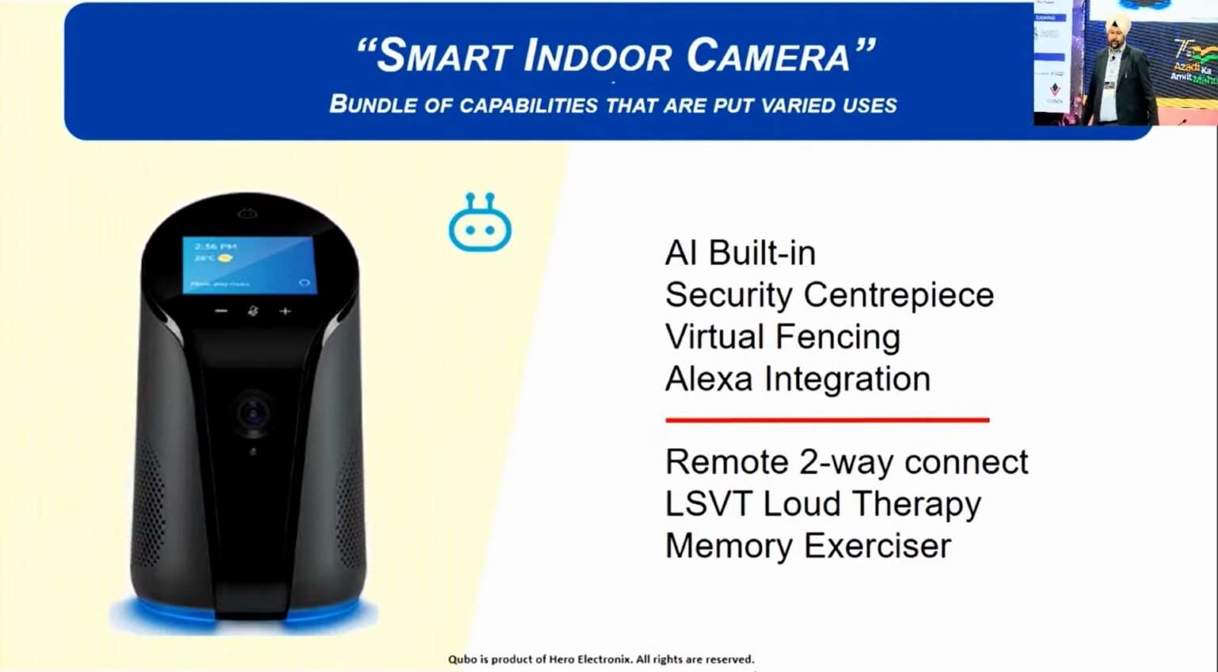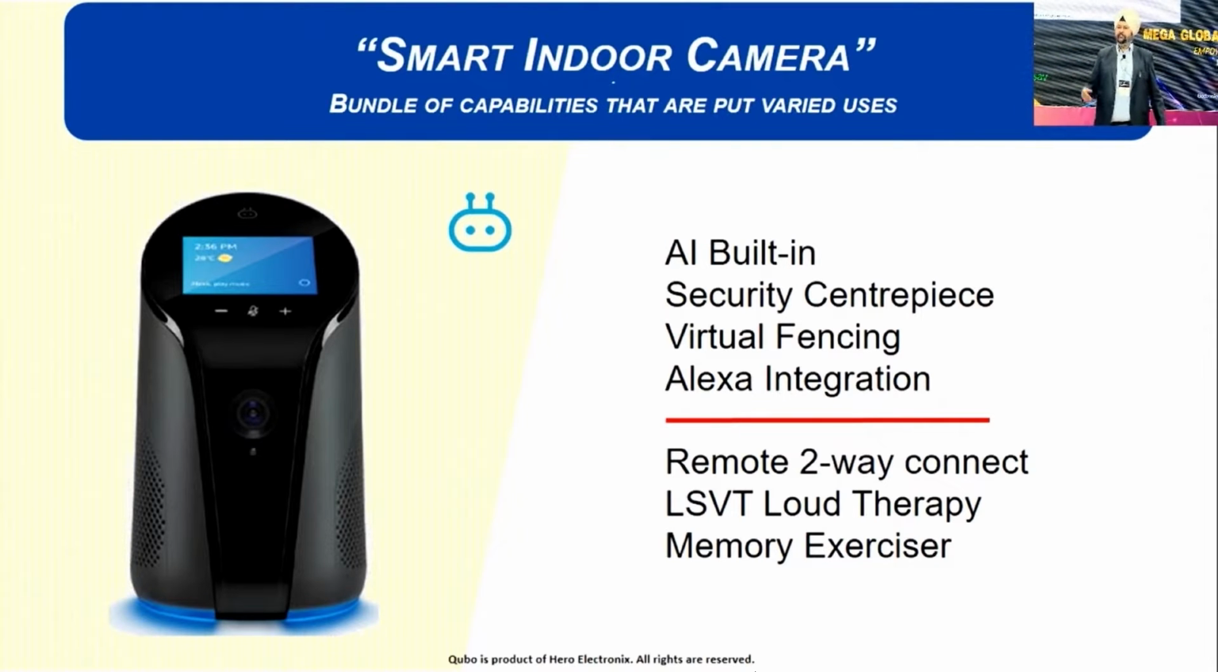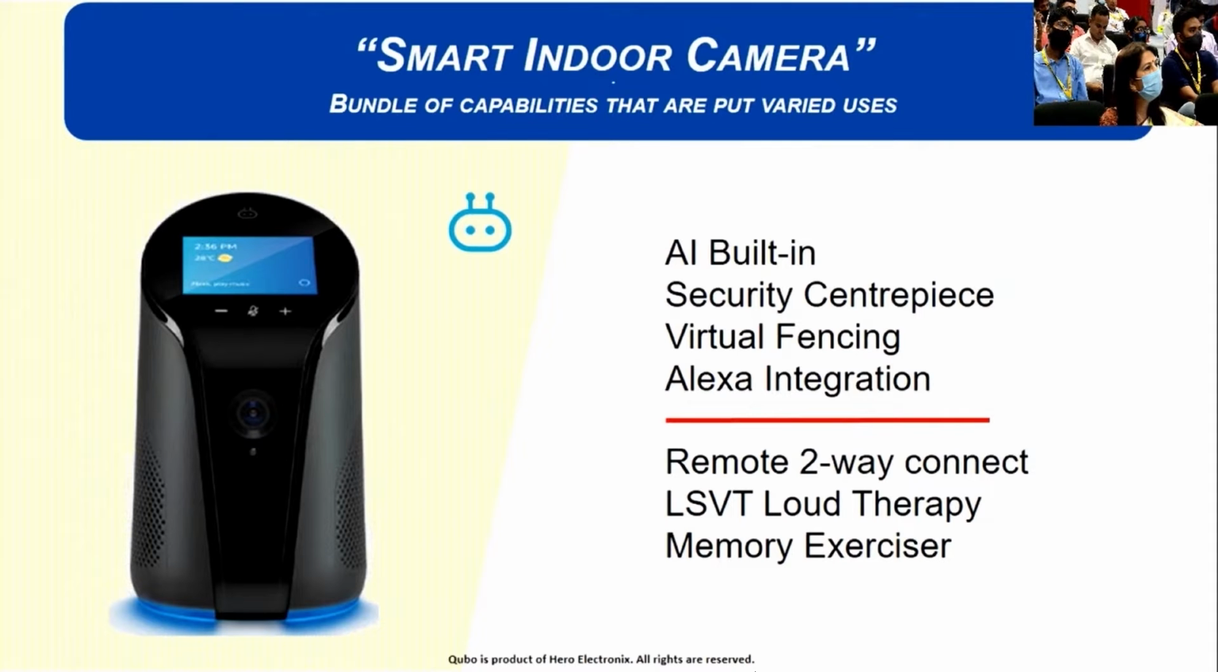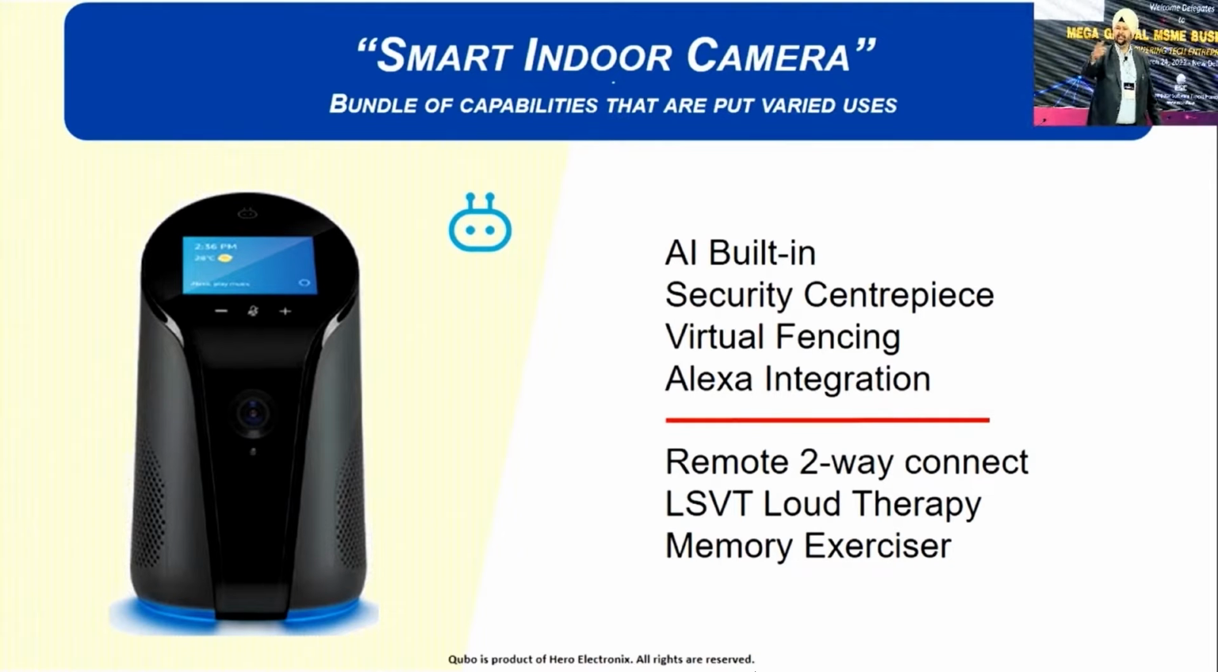Here's another example of Hero Electronics. They launched Cubo like 3 years back. Now they call it Cubo World. It's an amazing thing. They advertise that you can talk to your kid. If there is a maid and you're working, you can talk to the maid while you are still in office. I use this, so AI is built in. It's a security centerpiece. You can have virtual fencing. Wherever I put my valuables, like my cabinets, I can fence that. Anyone who barges through that fence, there is an alarm. If there is an intruder, there is an alarm. And it has an Alexa integration.